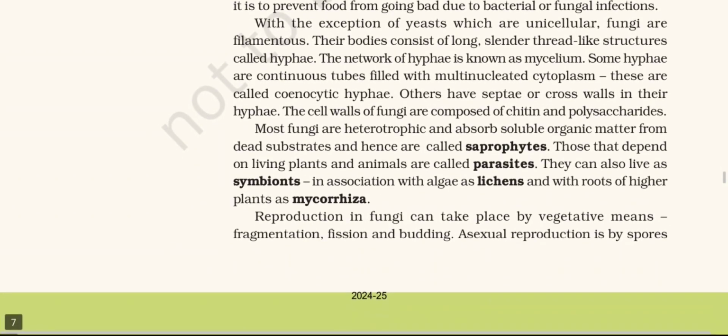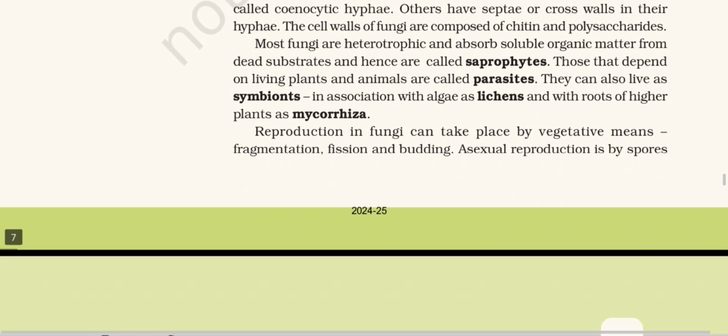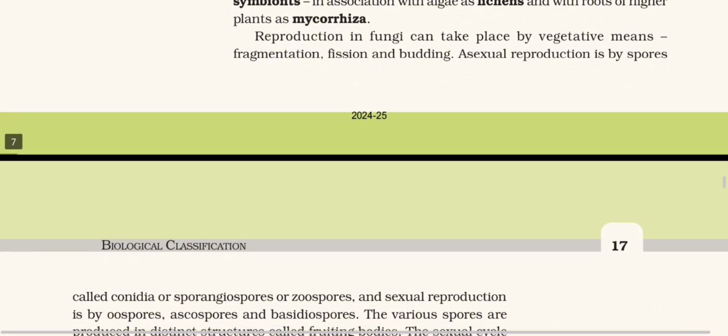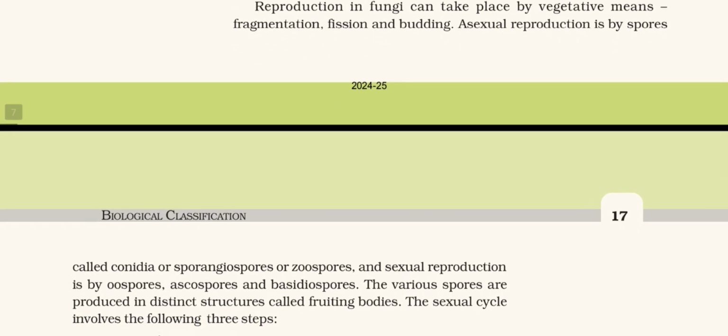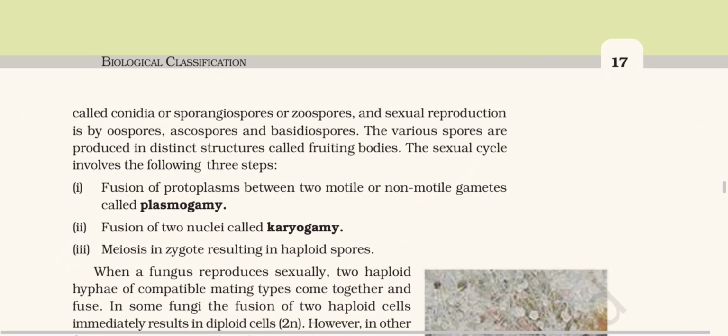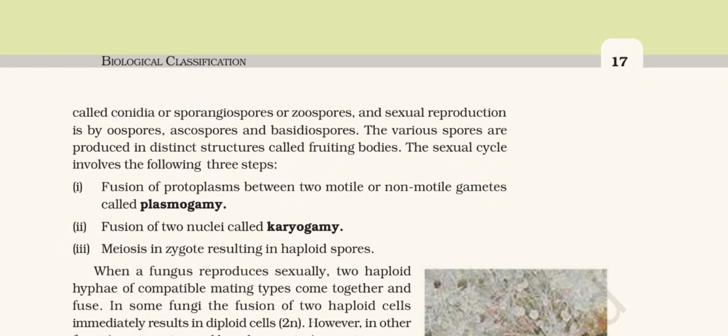Reproduction in fungi can take place by vegetative means: fragmentation, fission, and budding. Asexual reproduction is by spores called conidia, sporangiospores, or zoospores, and sexual reproduction is by oospores, ascospores, and basidiospores. The various spores are produced in distinct structures called fruiting bodies. The sexual cycle involves the following 3 steps.